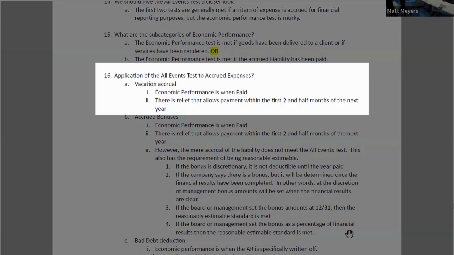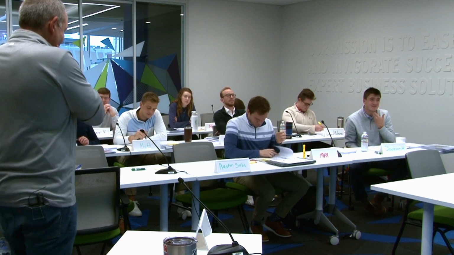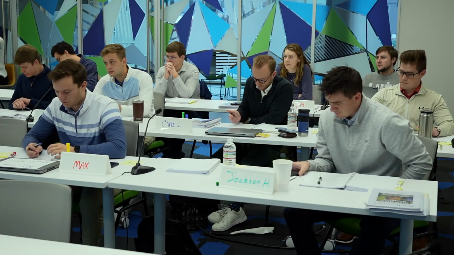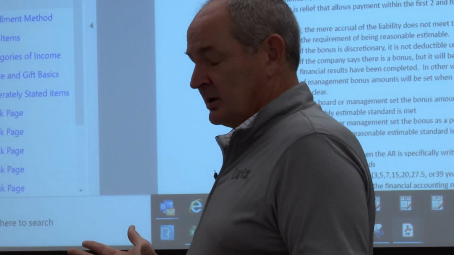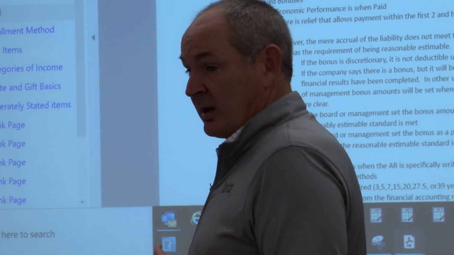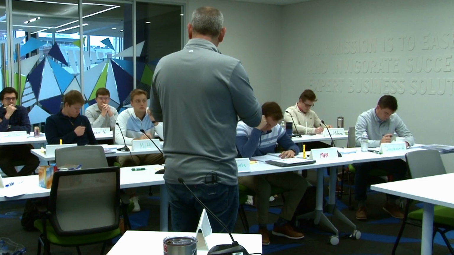What's 16 say, Matt? 16 says application of the all events test to accrued expenses. So you have your vacation accrual. Economic performance is when paid, and there's relief that allows payment within the first 2.5 months of the next year. Specifically with accrued vacation, all events: you know what your vacation accrual is at the end of the year. It's a fixed liability because we know what it is. We owe it to you. If you leave the company, I think Nebraska requires us to pay you that out. So it's a known liability that we have to pay. So the first 2 prongs have been met, correct?